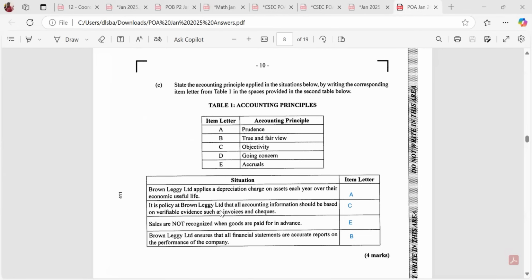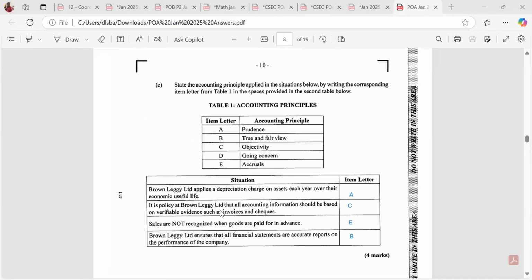Then the next one: it is a policy of Brown Leggy Limited that all accounting information should be based on verifiable evidence. Isn't that objectivity? Right? Going based on facts and not opinion. The third one, sales are not recognized when goods are paid for in advance. According to the accruals concept, they only record what is meant for the period. So that would be the accruals concept. So that would be E.